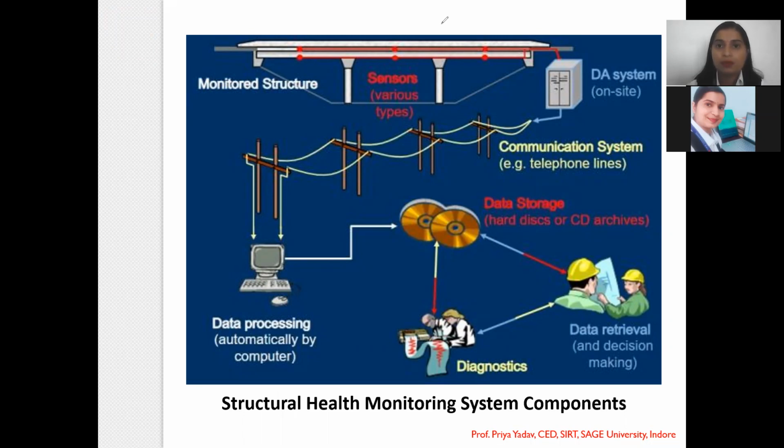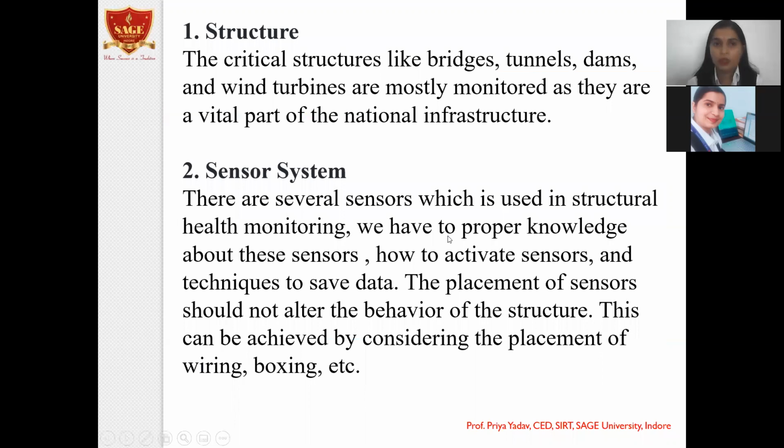in which first is the structure which has to be monitored. We use various types of sensors here, DAQ system on site, and this is the communication system. This is the data processing system using a computer system, which is done automatically. Then data storage, data retrieval, and data diagnostics. Structure. The critical structures like bridges, tunnels, dams, and wind turbines are mostly monitored as they are a vital part of the national infrastructure. Sensor system.